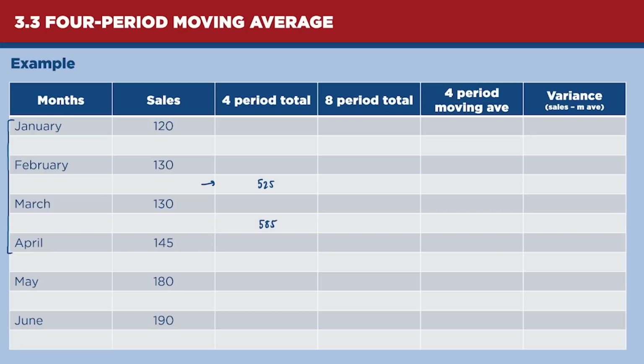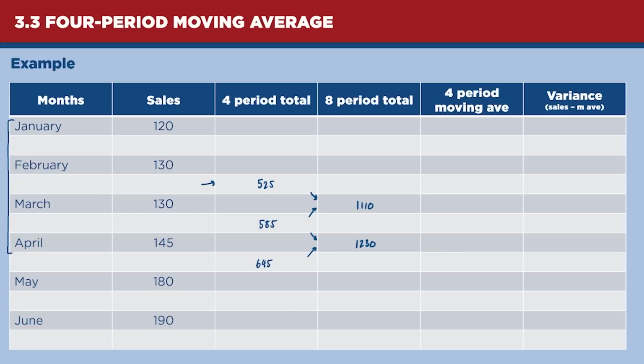Then to work out an 8 period total, we basically just add 2 consecutive 4 period totals together. So let me do the rest of the 4 period totals first. 645 is the only one we can do. Obviously, we can't do the one between May and June because we don't have August. So we're going to do our 8 period totals by adding the 2 together. So 525 plus 585 and then 585 plus 645. That gets us 1,110 and 1,230.